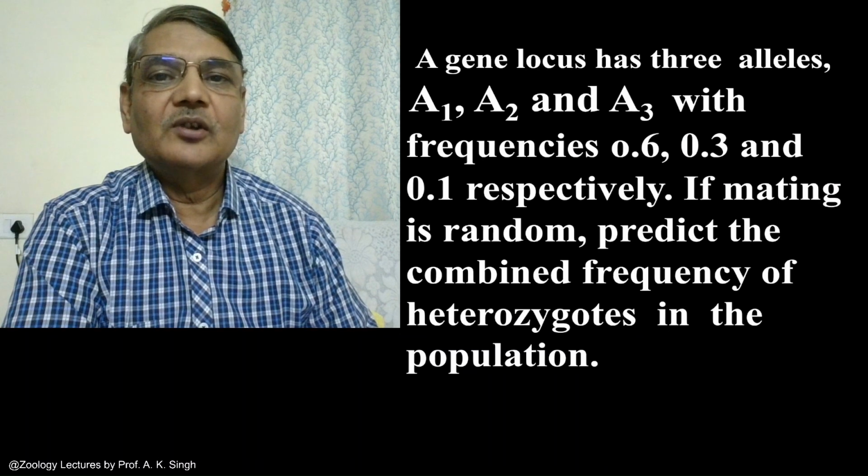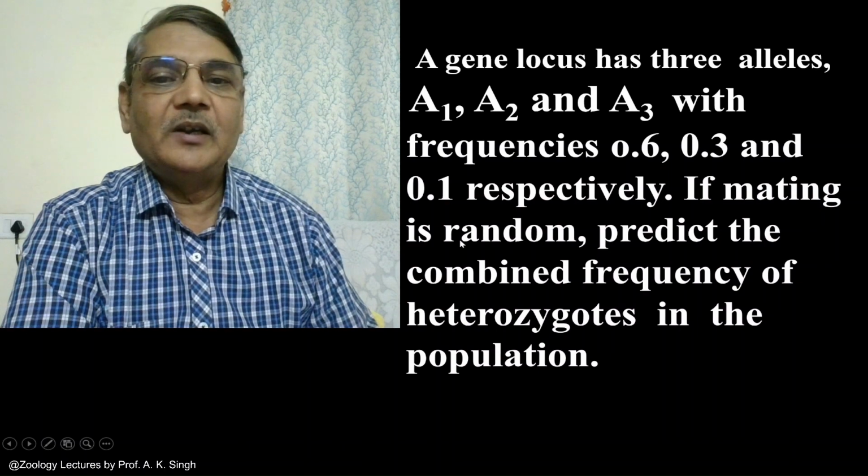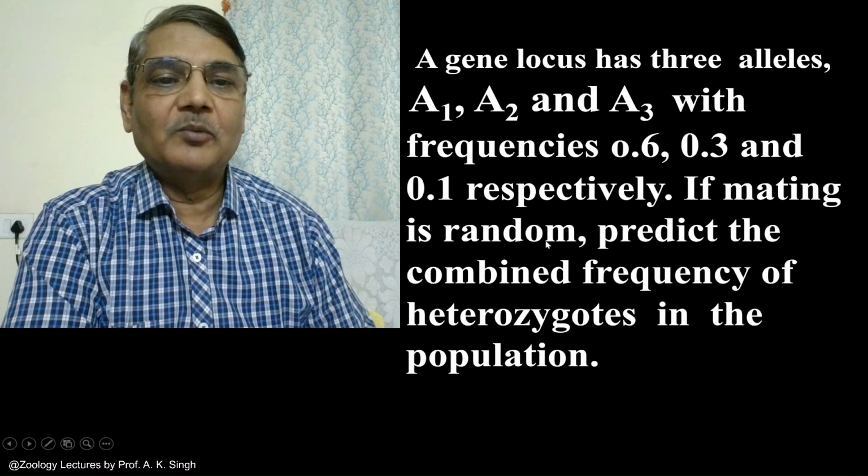Like in this case, when a gene locus has three alleles A1, A2 and A3 with their frequencies 0.6, 0.3 and 0.1 respectively, and if mating is random in that population, then you can predict the combined frequency of heterozygotes.